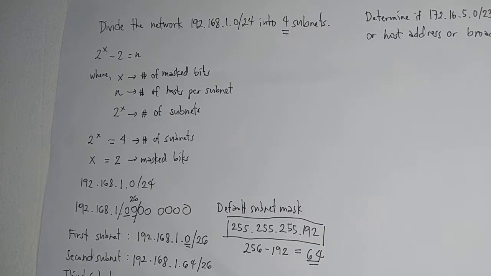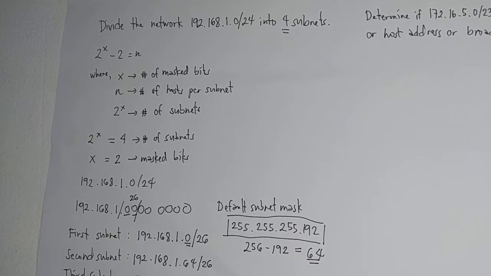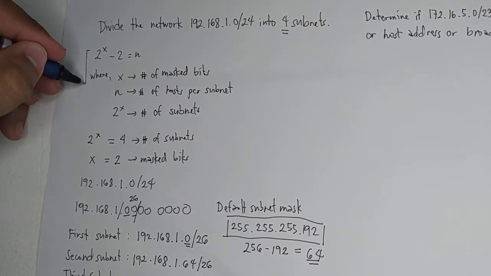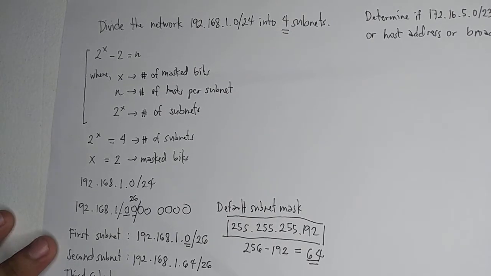Alright, so in the earlier video, we were subnetting, or dividing, the network 192.168.1.0/24 into 4 subnets. Now remember the formula 2 raised to x minus 2 equals n. Remember this formula here, and remember what each component of the formula actually means.